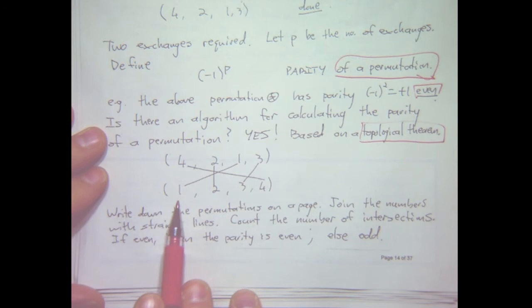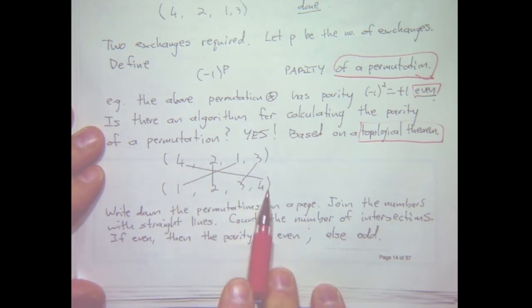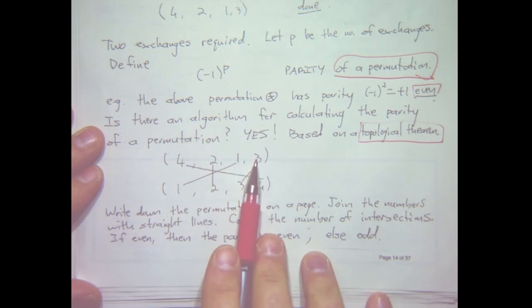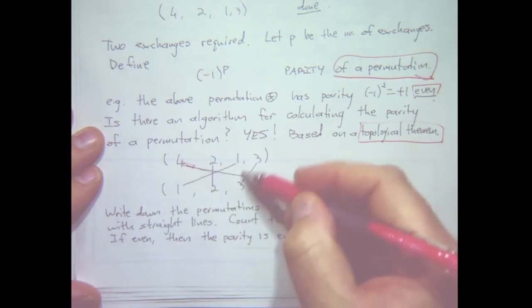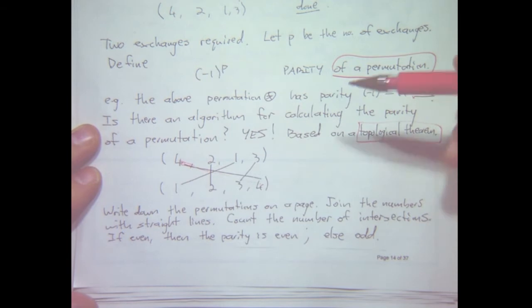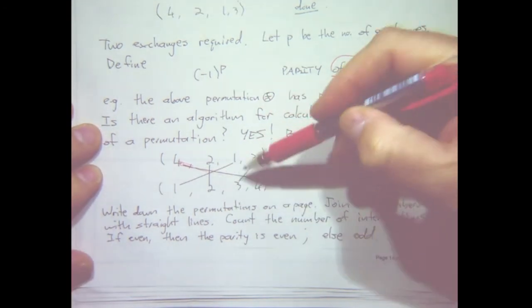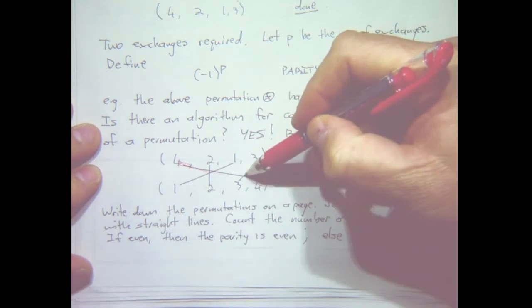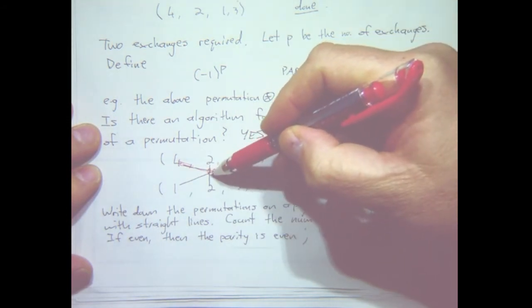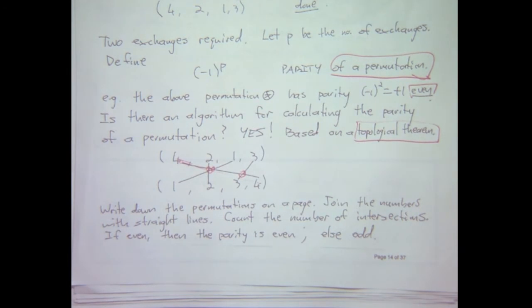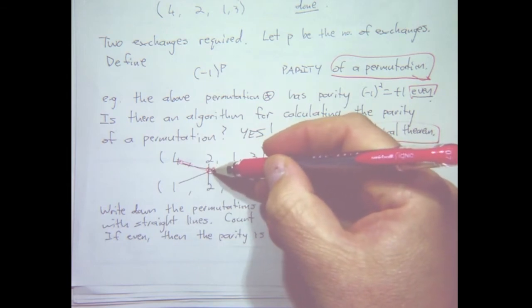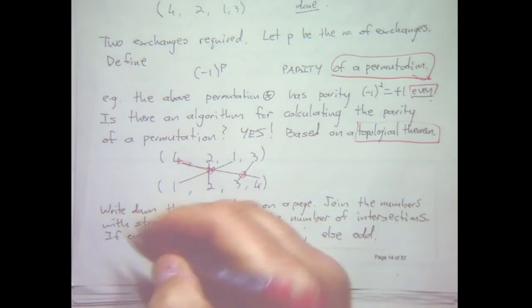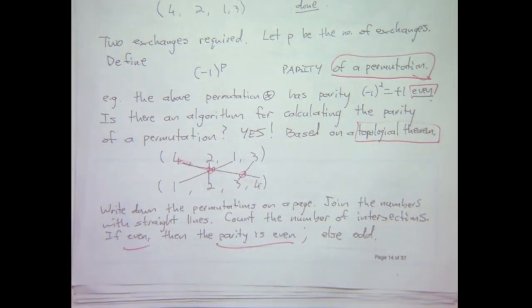It depends on topology, depends on writing down the permutations on a two-dimensional piece of paper. So your original configuration was 1, 2, 3, 4. You write down your target configuration above it, and you join the particles with a straight line, 4, 4, 3, 3, 2, 2, 1, 1, and you count the number of intersections. Even if they all intersect at a point, you count them separately. 4 is an even number. So if there is an even number of intersections, then the parity is even. Otherwise, it's odd. So it relates to the exchanges, I guess.